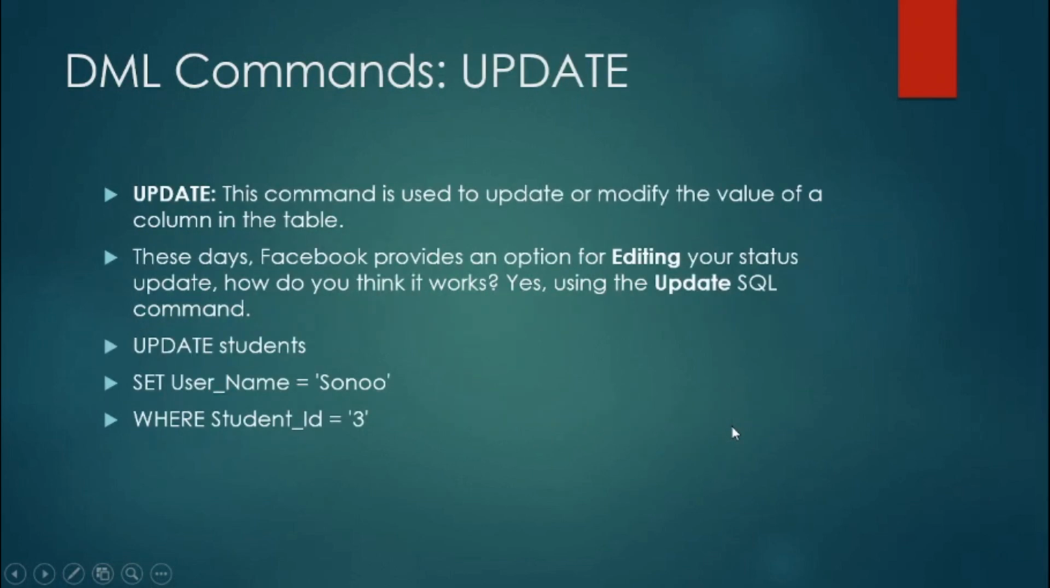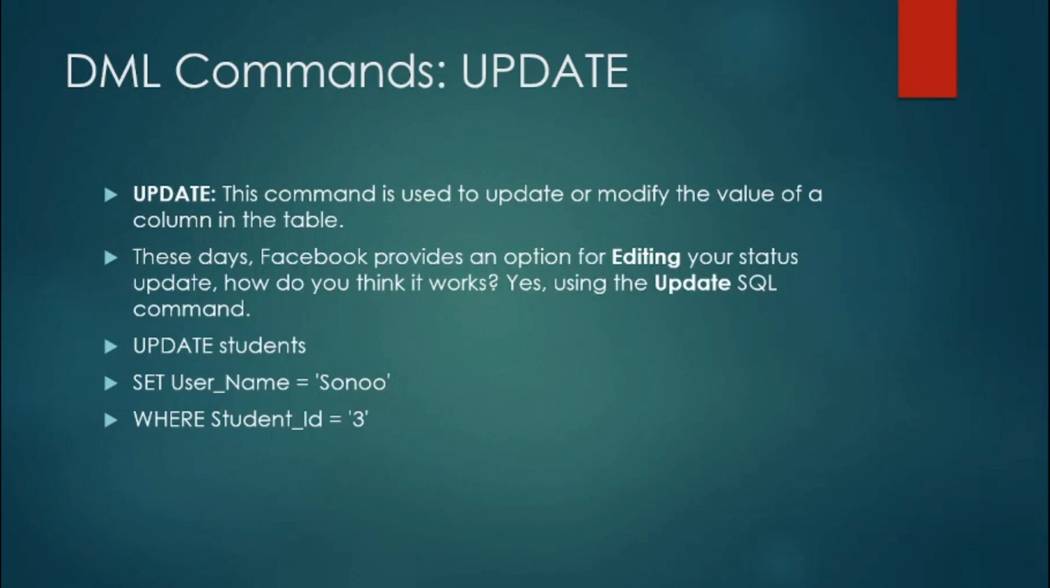Now the second DML command is the update command. It will generally update or modify the value of a column in the table. For example, on Facebook, you have posted something, which means you have inserted the record. Now you are editing your status. Once you are editing your status, you are updating your status. Now you can see how we generally write this update command.